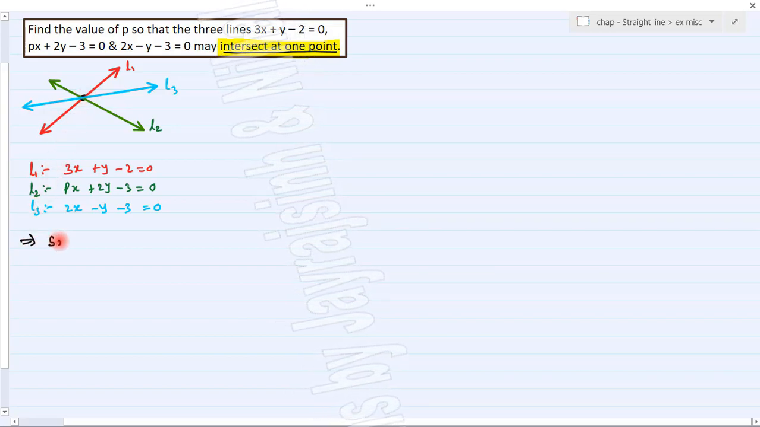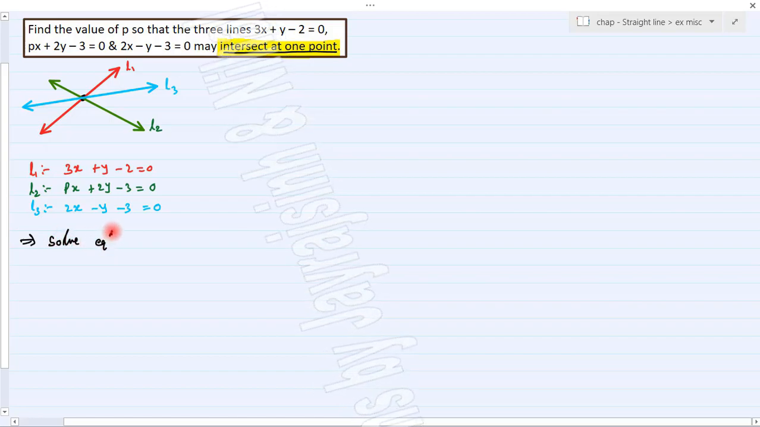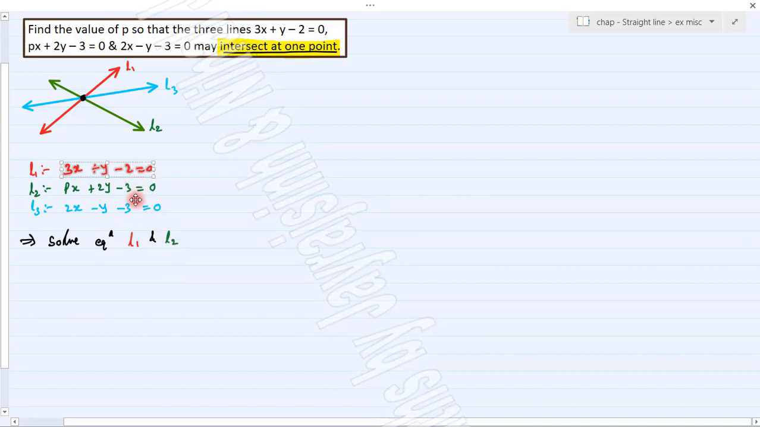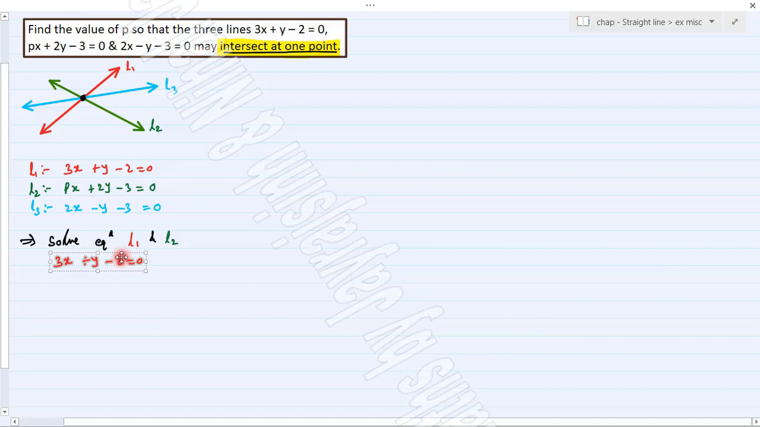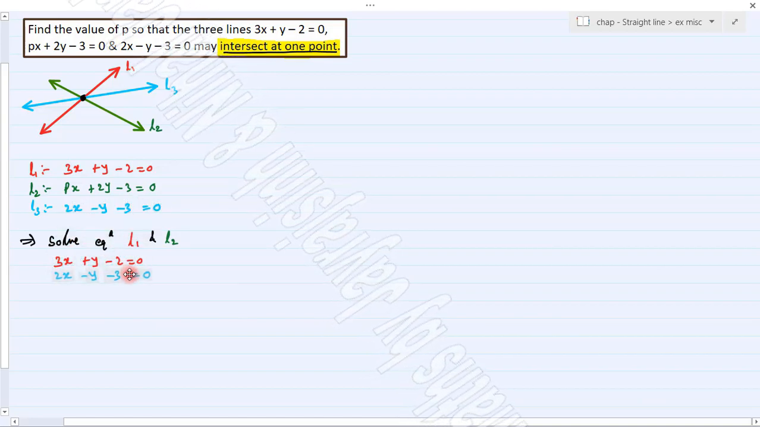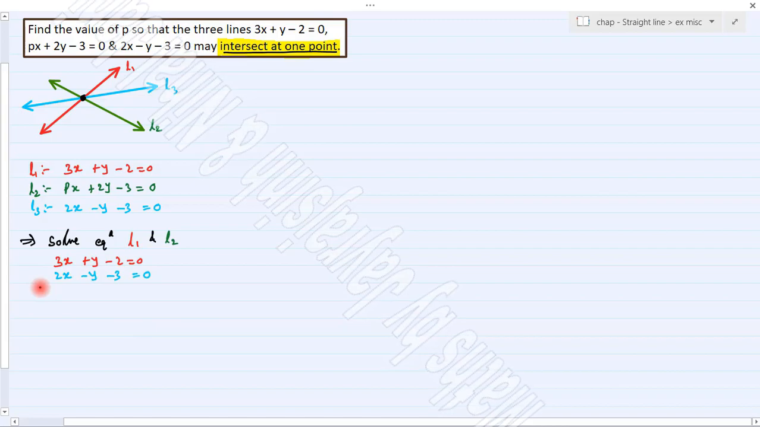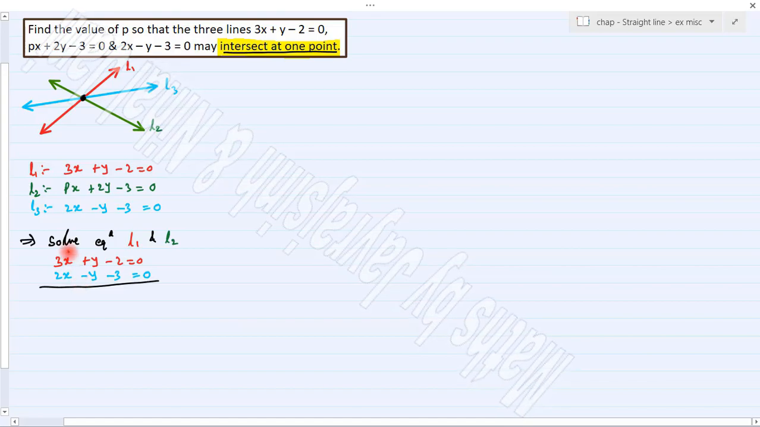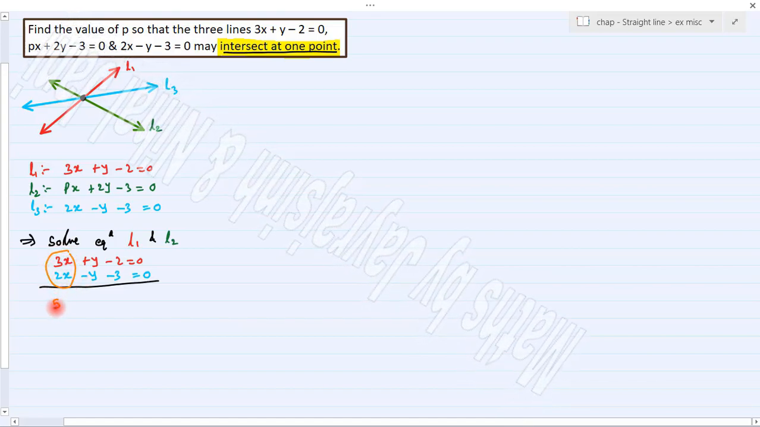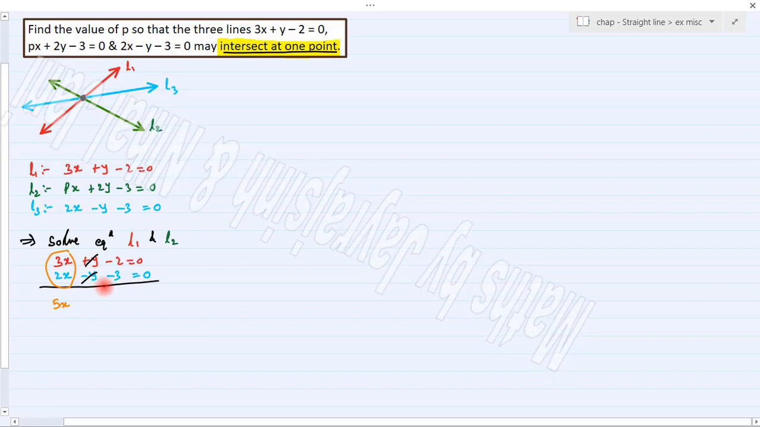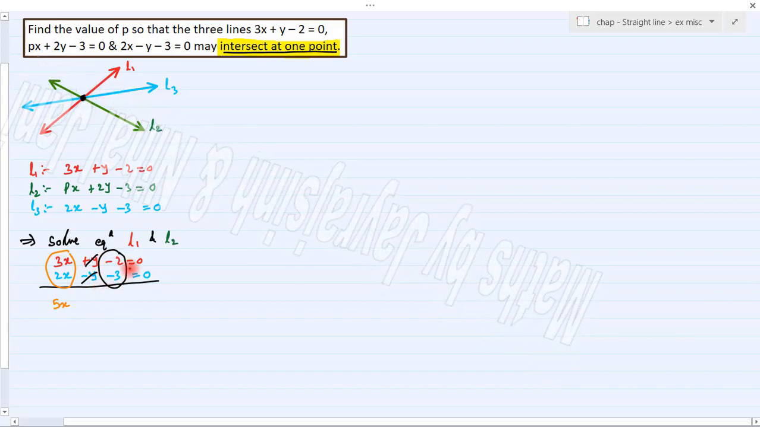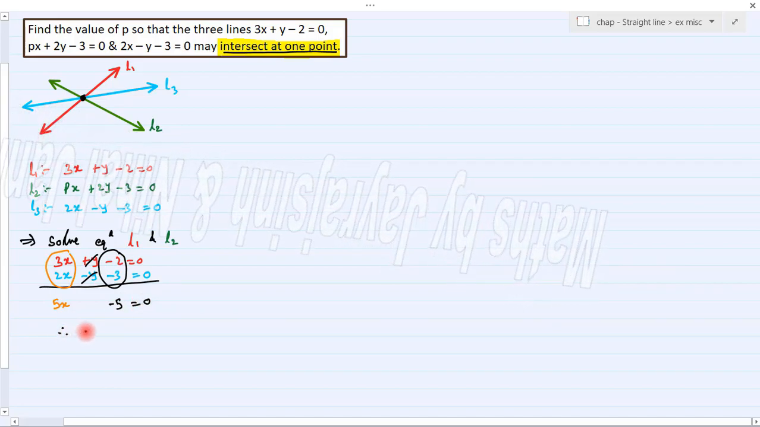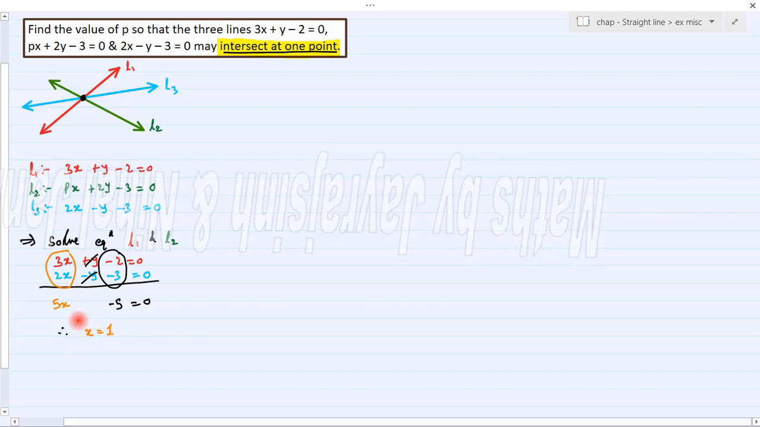First of all, we'll try to solve the equations of the L1 line and the L3 line one by one. Now, to solve this, we use the elimination method. We just add these two equations. So 3x plus 2x will be 5x, your plus y and minus y will cancel out, and minus 2 minus 3 will be minus 5, equal to 0. So here we'll get x is equal to 1.